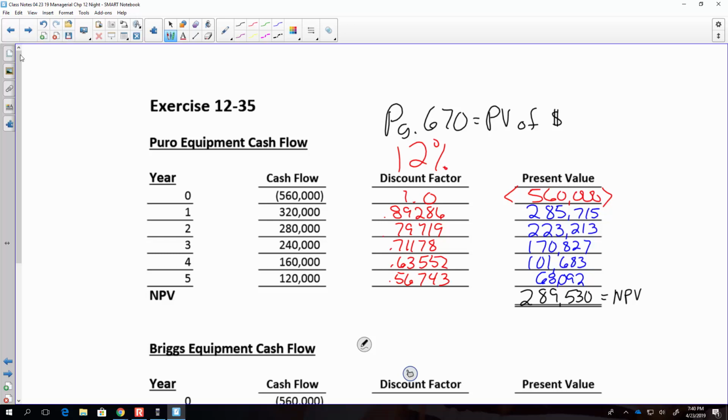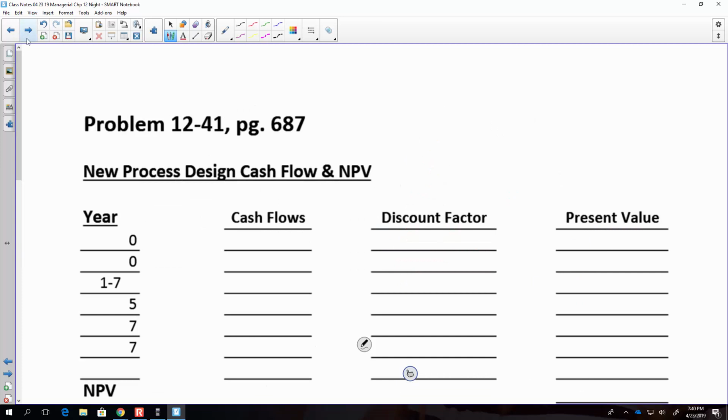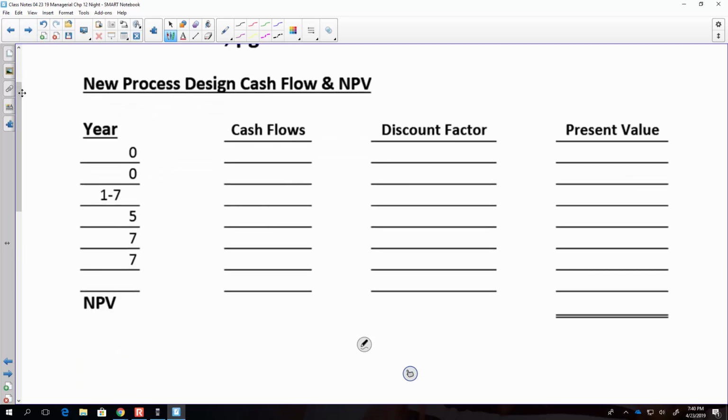The other problem I wanted just to touch on briefly is problem 41. This is probably the most complicated one that you can get. Now here I did not put the amounts in. I did put the years in though. We have two outlays going out in year 0. The 1.2 million is what the equipment will cost.